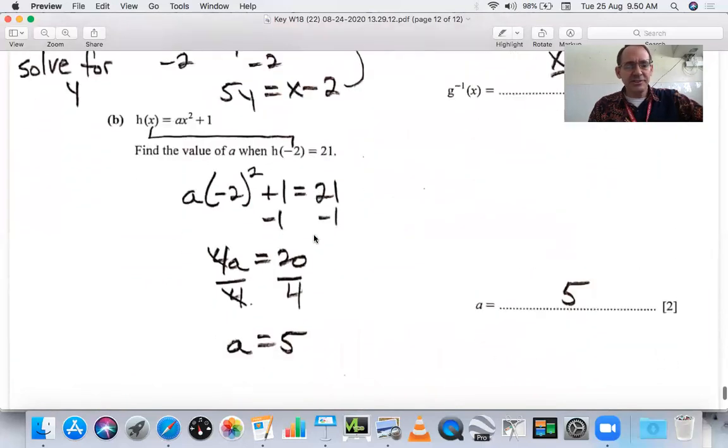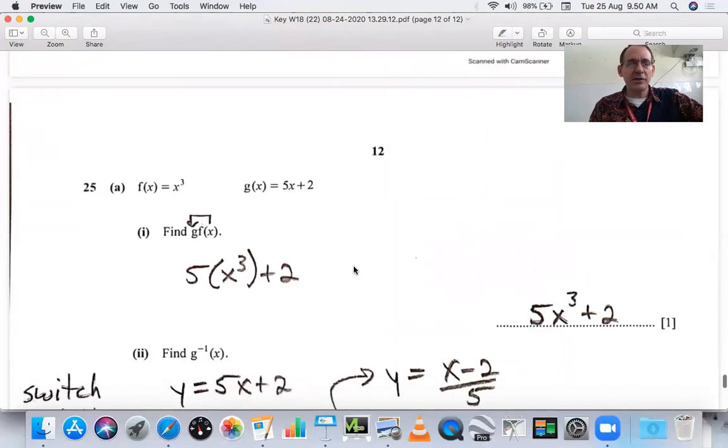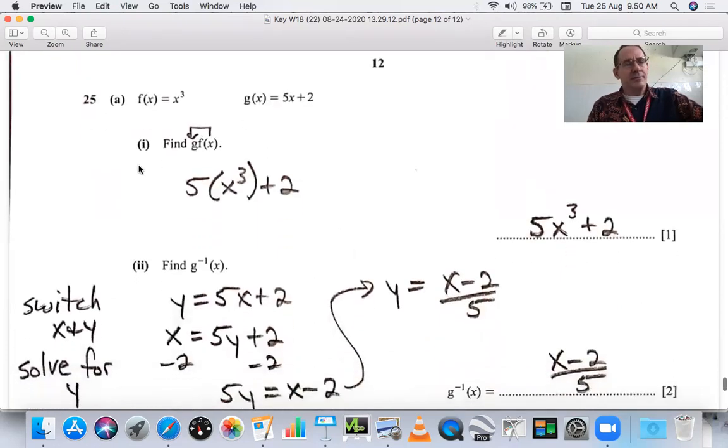Here's our last question on this test, number 25. It's dealing with functions. So here's a function, f of x equals x cubed, g of x equals 5x plus 2. Letter I is a composite function, g of f of x. So that means we need to take f of x and put it into g of x. You work from the inside out.